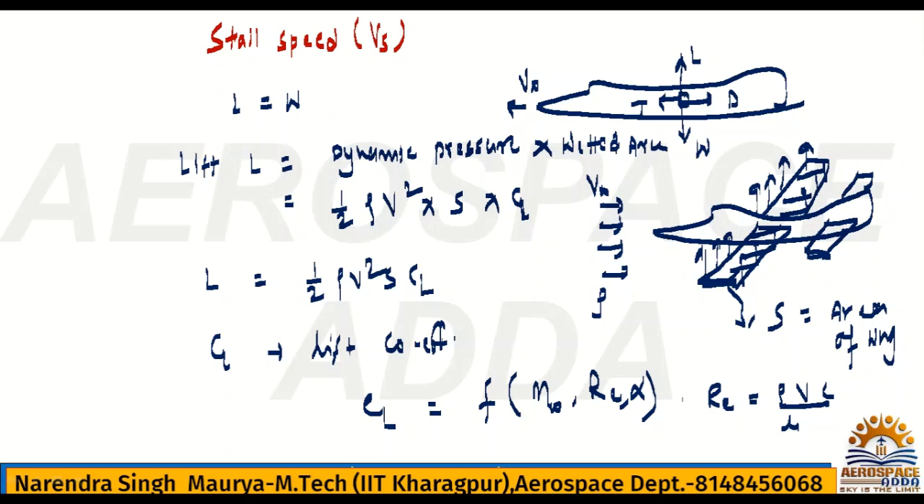M infinity is the Mach number, Re is the Reynolds number, and alpha is the angle of attack. Likewise, if you talk about the drag coefficient CD and the pitching moment coefficient, all three are functions of Mach number, Reynolds number and angle of attack. That is one short note for you.